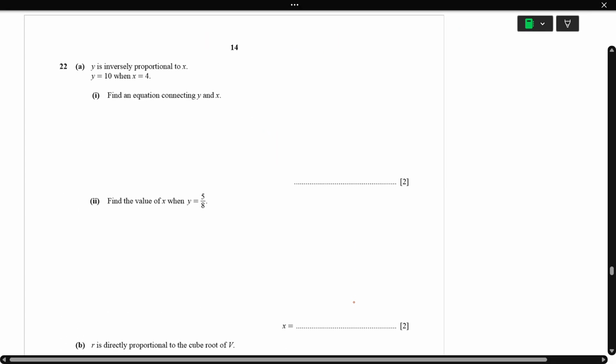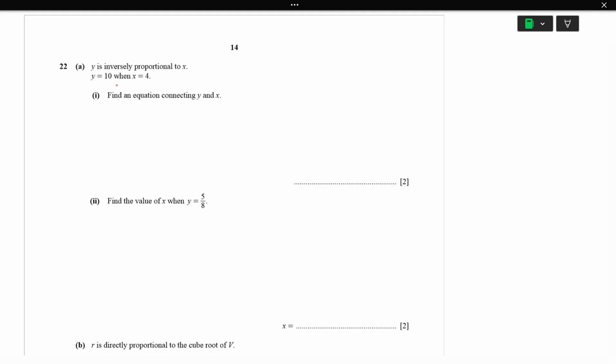Next question: y is inversely proportional to x. When y equal to 10, x equal to 4. Find the equation connecting y and x. y is inversely proportional to x, so y equal to k by x. Substituting, 10 equal to k over 4, so k equal to 40, and the equation is y equal to 40 over x.